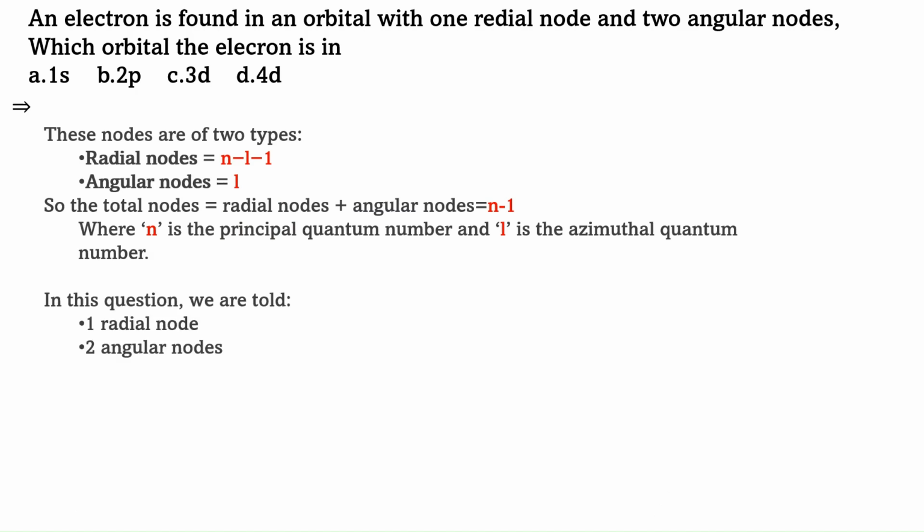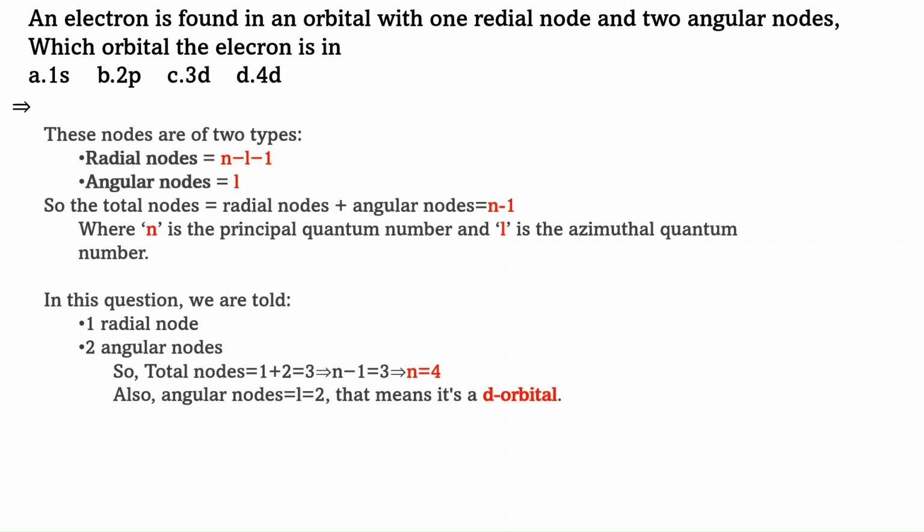In this question, we are told that there are two types of node, one radial node and two angular nodes. So the total number of nodes is equal to 1 plus 2 is equal to 3, and we know that total number of nodes is equal to n minus 1. So n minus 1 is equal to 3, and we get from here that n is equal to 4. Also, angular node is equal to l is equal to 2.